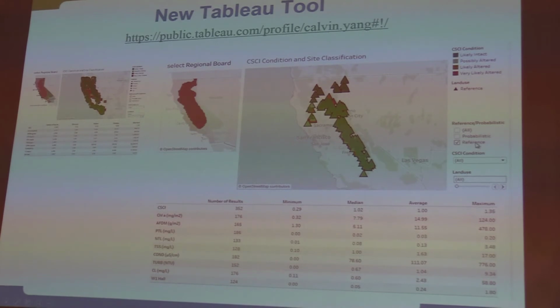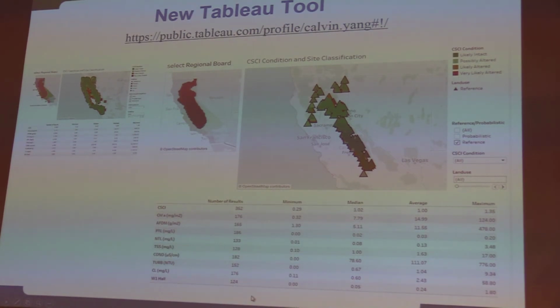There are checkboxes if you want to select just reference or just probabilistic sites. A drop-down menu if you want to select a specific CSCI category. And then a slider if you want to look at a specific land use. And this table down here summarizes all the data that you selected.